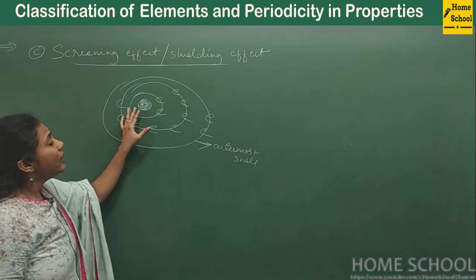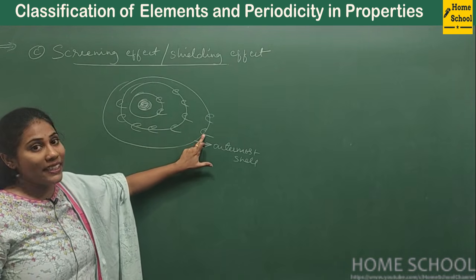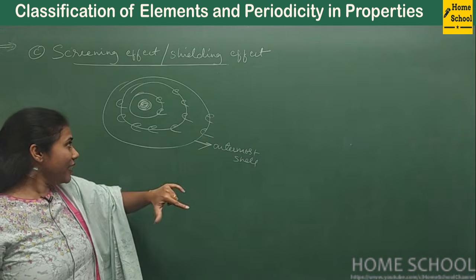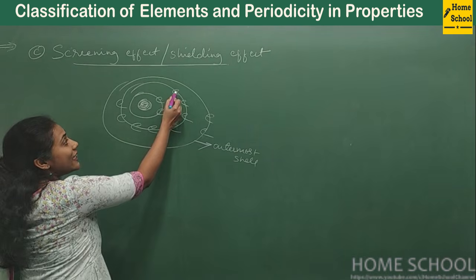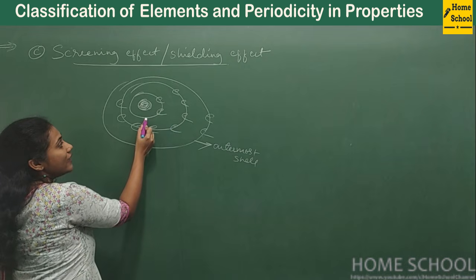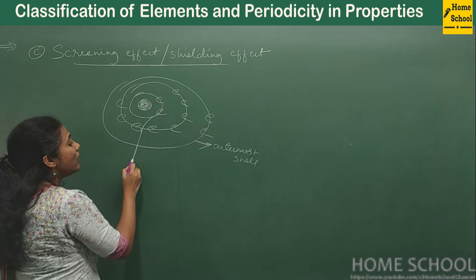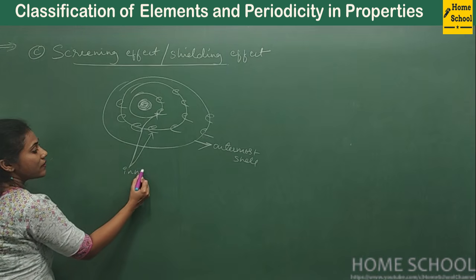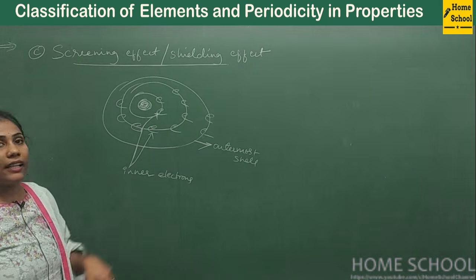See, the attraction between nucleus and these electrons decreases. One reason is this shell is far away. The other reason is due to screening effect. It's because there are some electrons, the electrons which are there in the second shell and the electrons which are there in the first shell. These electrons we will call as inner electrons. What do we call them? Inner electrons. Electrons which are there in inner shells are called inner electrons.